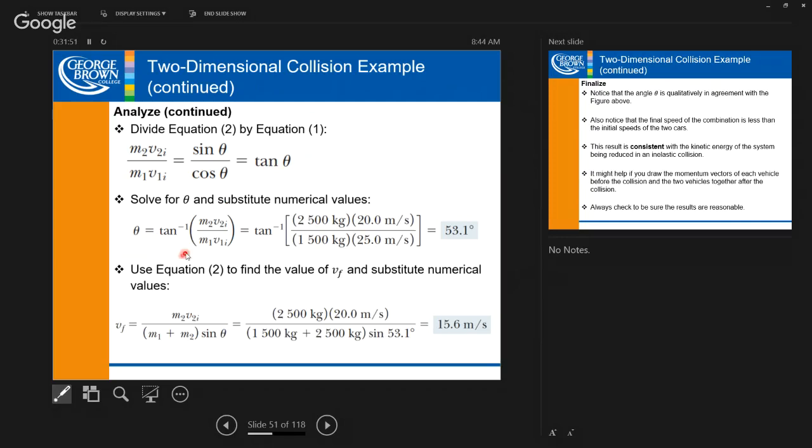Where theta is the inverse tan of m2 v2i, which is the initial velocity of the second object, times the second object's mass, over the first object's mass. You sub in the numbers and you get 53.1 degrees. That's the angle that things are splitting off towards the right. It's got to be towards the right, a positive angle, because it's in the top right quadrant, right? So if you're going to figure out where two colliding objects are going to go, this is the way to figure it out.